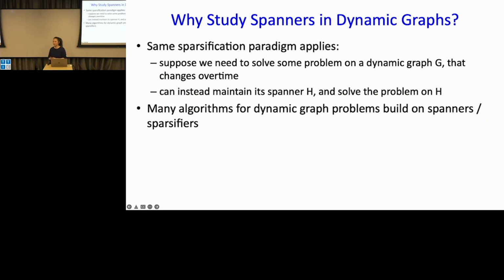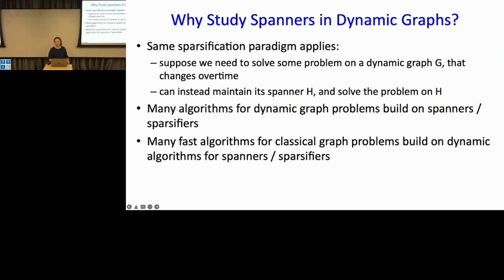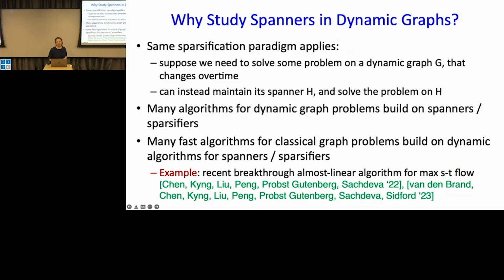It's not surprising that many algorithms for dynamic graphs build on this paradigm, they use sparsifiers and most specifically spanners. But even more interestingly, there has been a recent trend of trying to design really fast algorithms for basic graph problems on static graphs, graphs that don't change over time. Oftentimes such algorithms need to use dynamic algorithms as subroutines, and quite a few of them also build on dynamic spanners and dynamic sparsifiers. There is one notable example, and this is probably one of the biggest breakthroughs in algorithms of the last decade. It's a very fast algorithm for maximum s-t flow. The running time is close to the best possible, close to linear. And inside, this algorithm uses dynamic spanners.